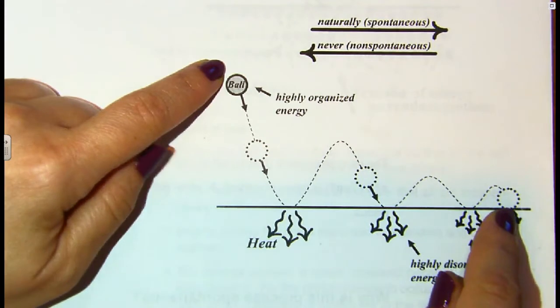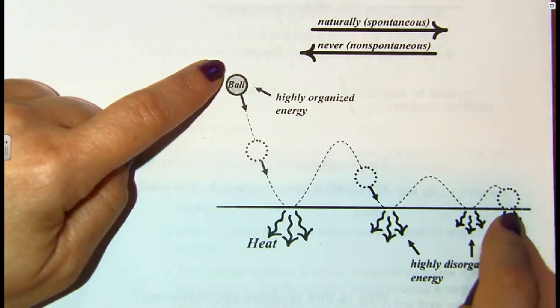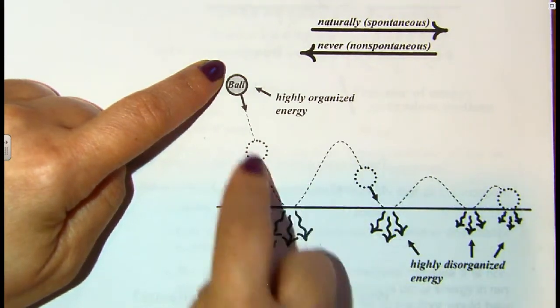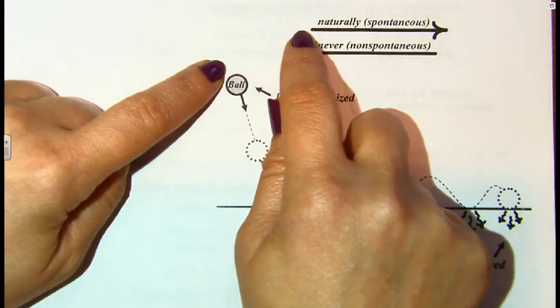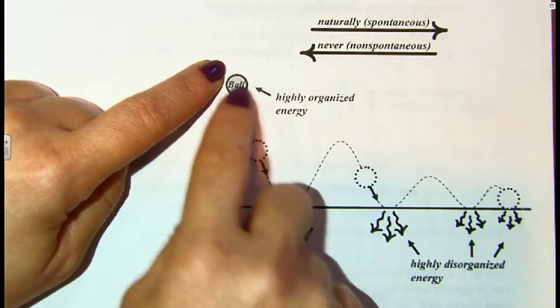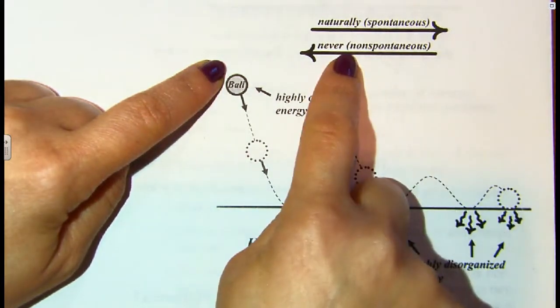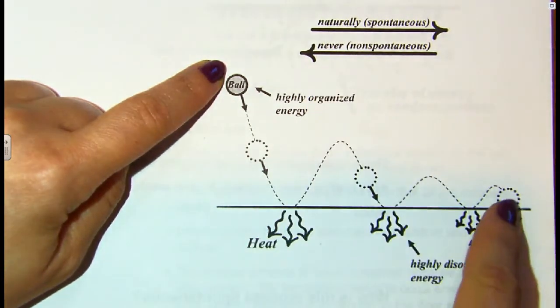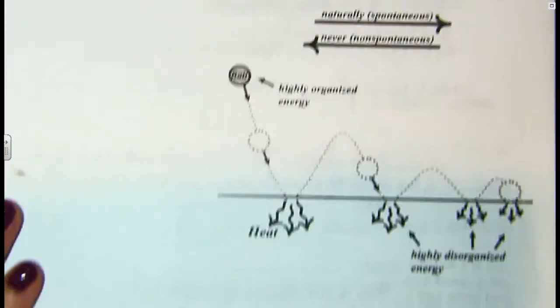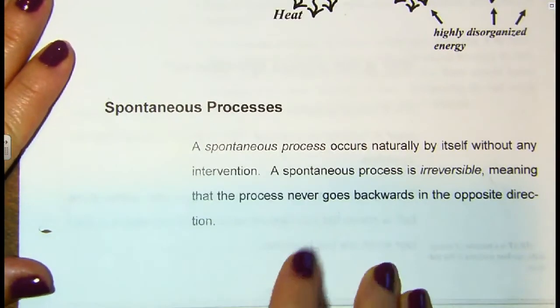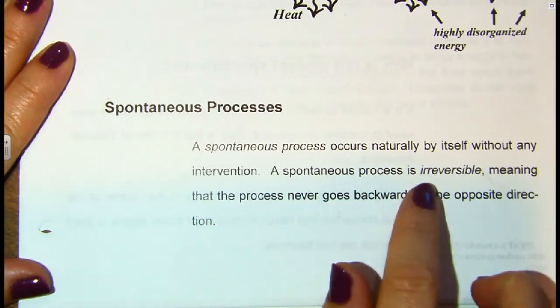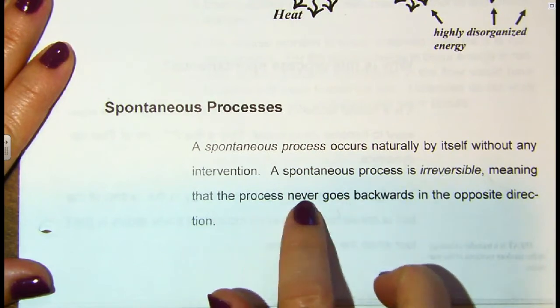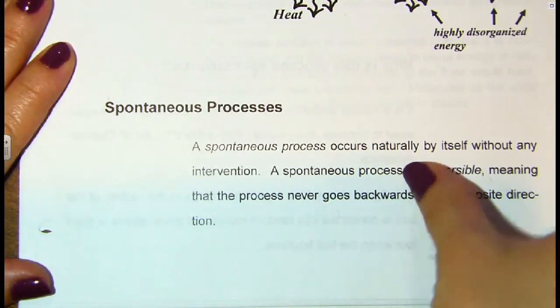So it's not going to be spontaneous for this ball sitting on the ground to all of a sudden start bouncing backwards into this original position. And so we would say that this process would be naturally spontaneous in the forward direction from here to here, but not spontaneous in the reverse direction from here to up here. So a spontaneous process occurs naturally by itself without any intervention and is irreversible, meaning that the process will never go backwards in the opposite direction.